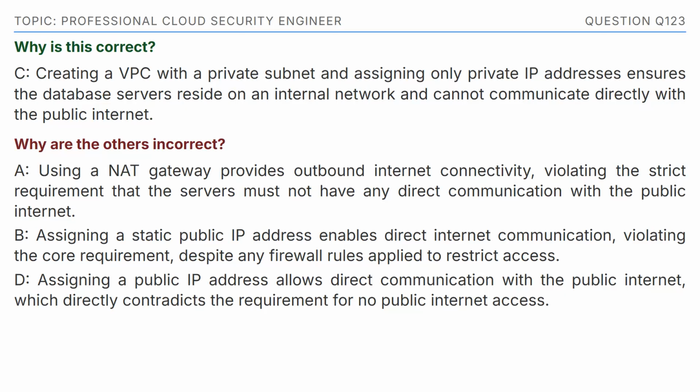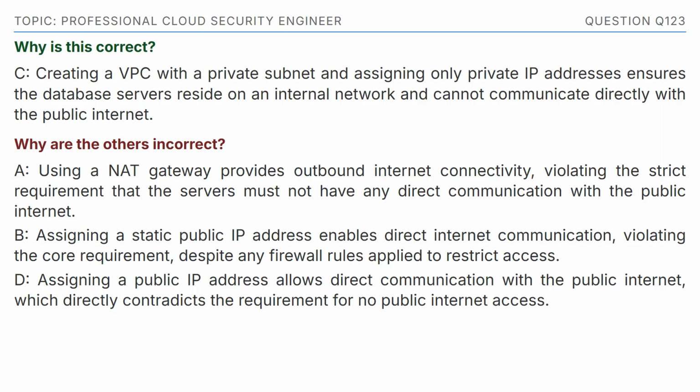Why is this correct? C. Creating a VPC with a private subnet and assigning only private IP addresses ensures the database servers reside on an internal network and cannot communicate directly with the public internet. Why are the others incorrect?